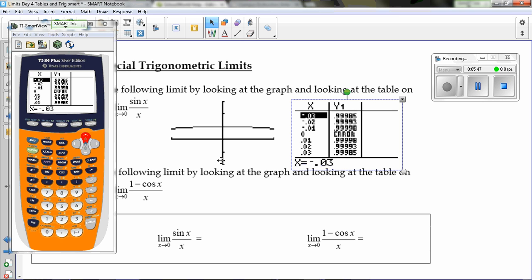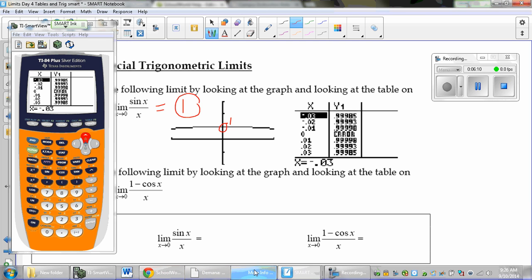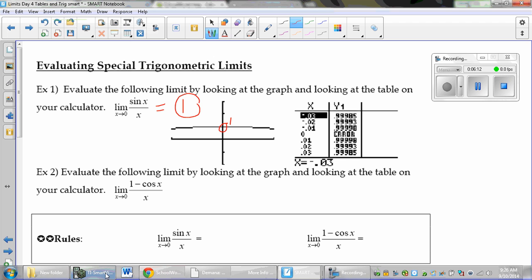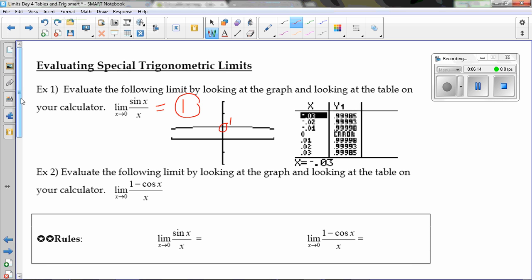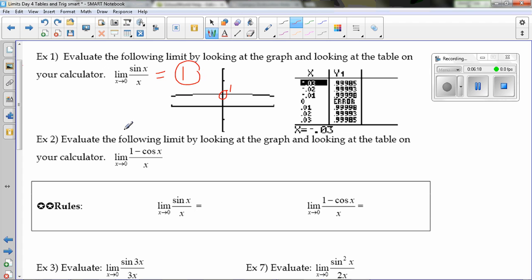So anyways, if we look at this graph and this table, where's the graph going as x approaches 0? Well, as x approaches 0, it sure looks to me like the graph is going to y equals 1. And if I look at the table, those y values are going to 1. So I would say the limit as x approaches 0 of sine x over x is 1, and I would be correct.